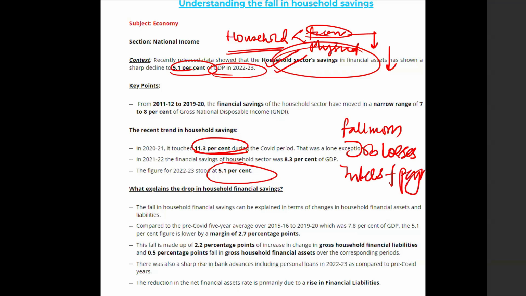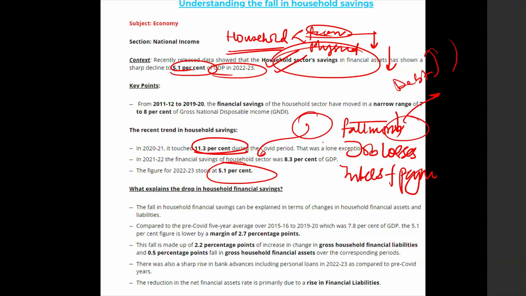Means whatever family is earning, so first of all, the income has reduced because the job is not there. Second reason is whatever money they are earning, they are giving interest payments. Why? Because the household debt is increasing. Household debt is increasing. Thus, the money left for financial saving is very low.